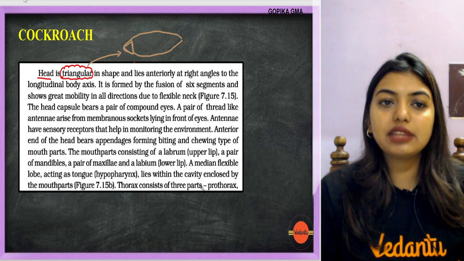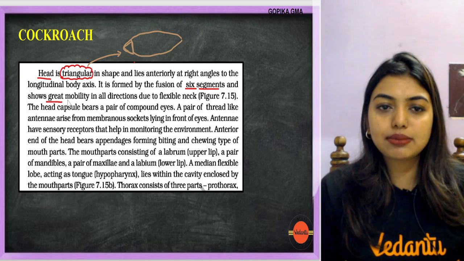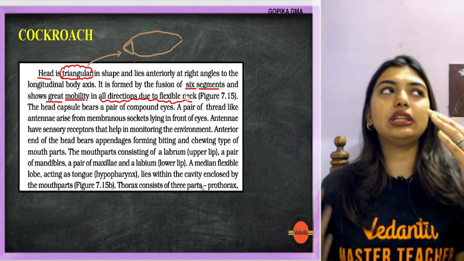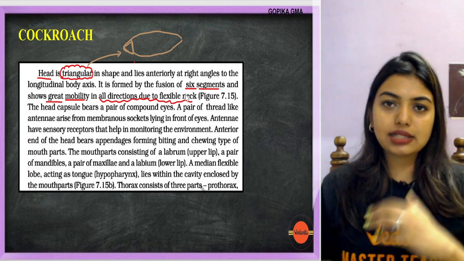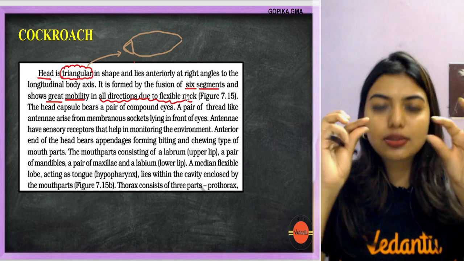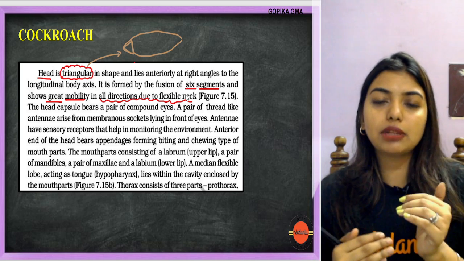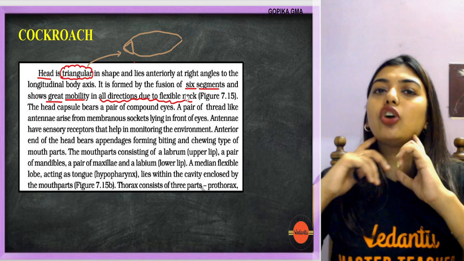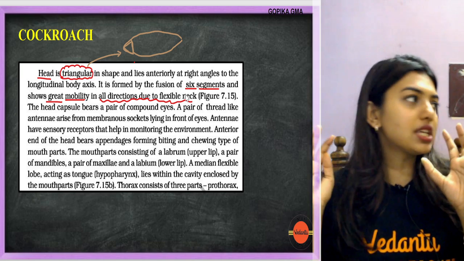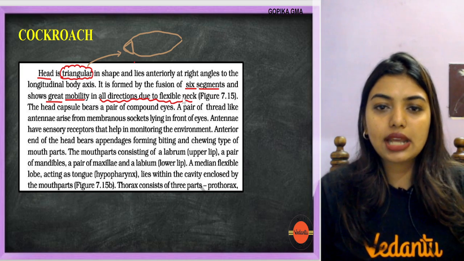It is formed, very important, by fusion of 6 segments and shows great mobility in all directions due to a flexible neck. So students, even though in the division we did not see head, neck, thorax, abdomen, understand that for the cockroach to move slightly, there is a small flexible neck, but it is not prominent or well developed enough to come under the partition. Not like our long necks, they have a very small neck which lets them do this much movement. If you have seen a cockroach, you will notice this much movement. So it has great mobility in all directions due to a flexible neck.